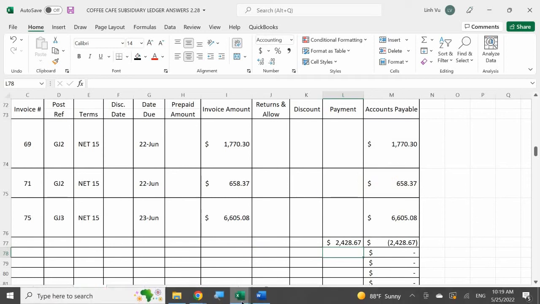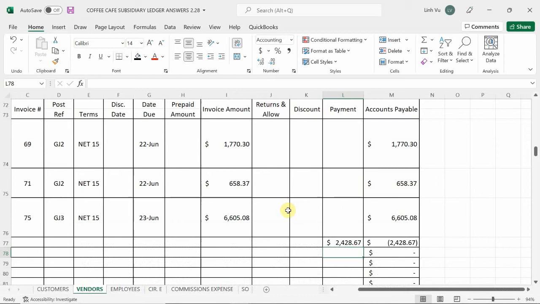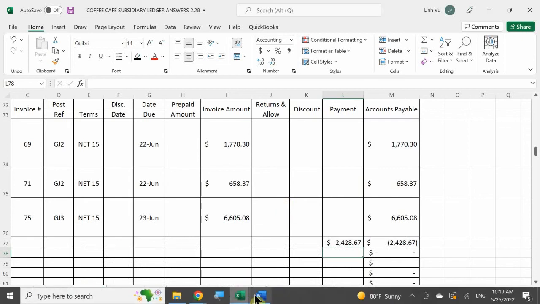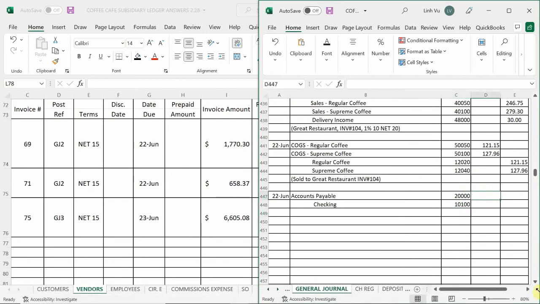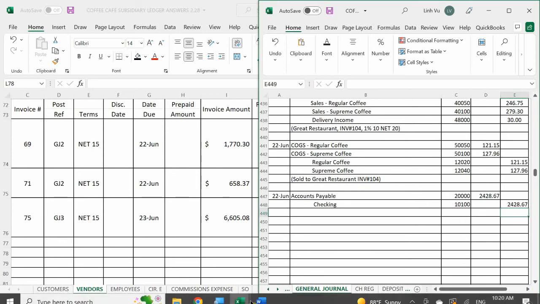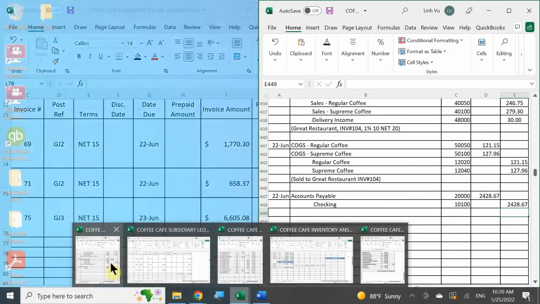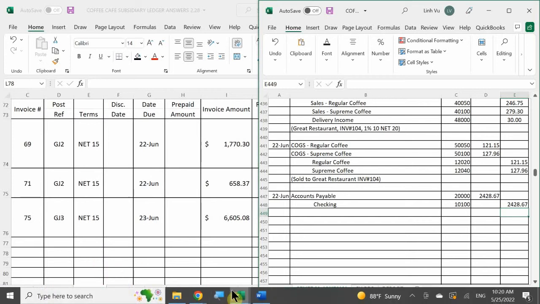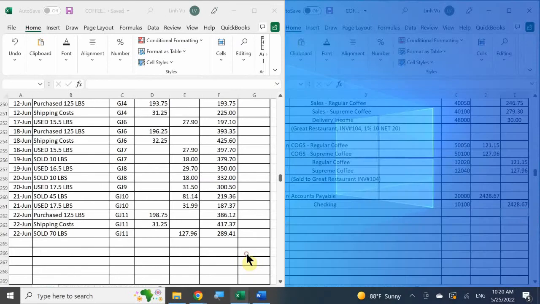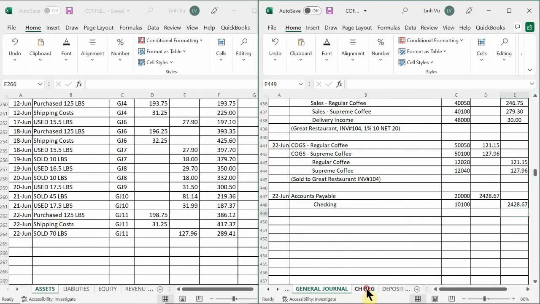And I'm going to make a payment of $2,428.67. Okay? That is how much I owe. Now, what's next? I have to cut a check, don't I? I have to make a payment, right? So in this case, I need to go to my check register.